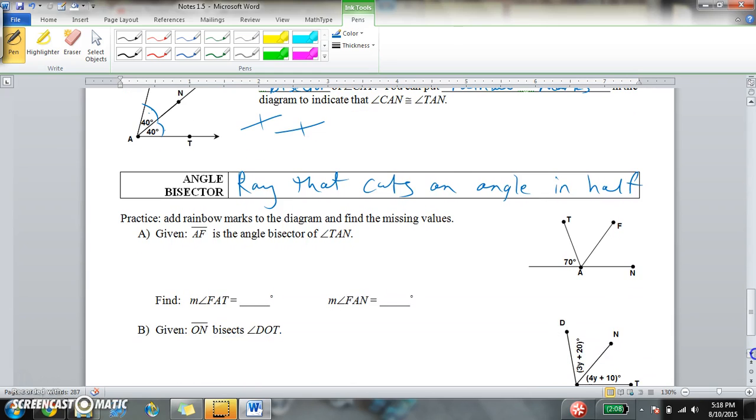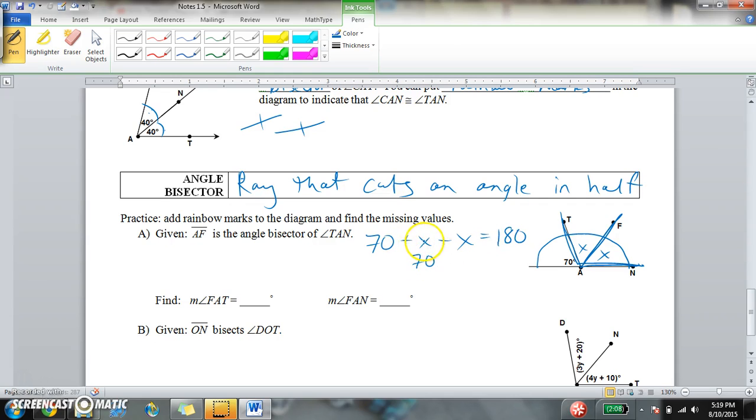So using that, in this first diagram, we're given that AF is the angle bisector of angle TAN. So this thing cuts this angle into two equal pieces. We don't know what those pieces are, and we're asked to solve for each of those angles. So since we don't know what they are, but we know they're the same thing, call them each X. So if I look at this diagram as a whole, I see that these three angles right here add up to, or make, a straight line. We know that a straight line is 180 degrees. So if I take those three pieces and add them together, I can set them equal to 180 degrees.